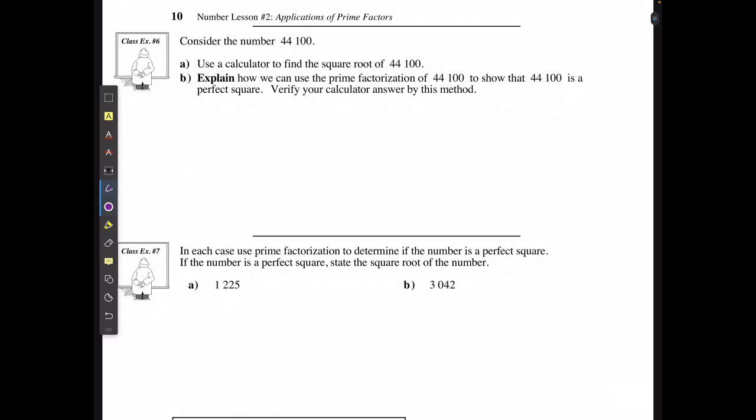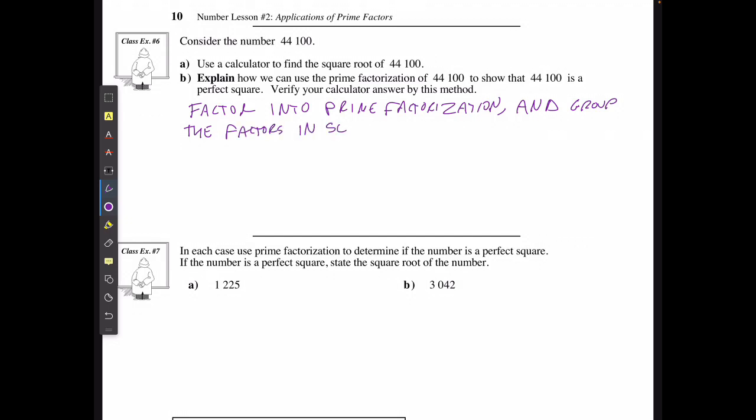If I'm considering the number 44,100, then if I want to see if it is a perfect square, all I have to do is factor it into prime factors, and group the factors in sets of 2 with no remaining.